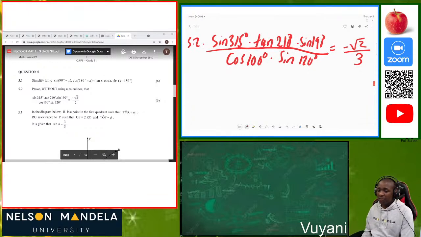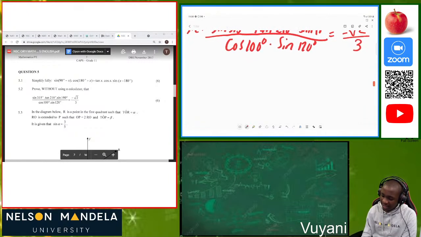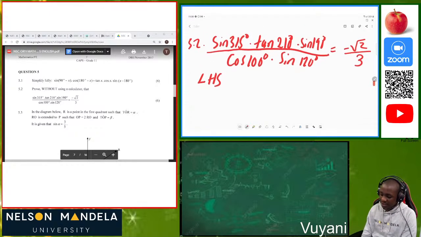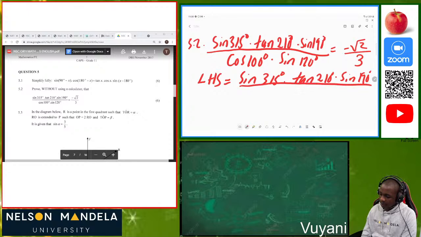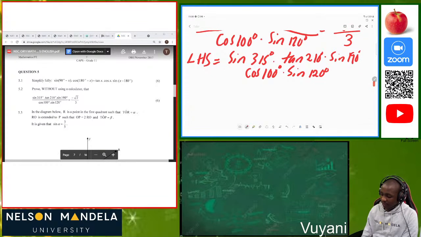Now, the first thing which you have to write is which side you are proving. In this instance, we are proving the left hand side. So you write your left hand side is equal to sine of 315 degrees times tan of 210 degrees times sine of 190 degrees all divided by cos of 100 degrees times sine of 120 degrees. Look at the things which you are about to do now.